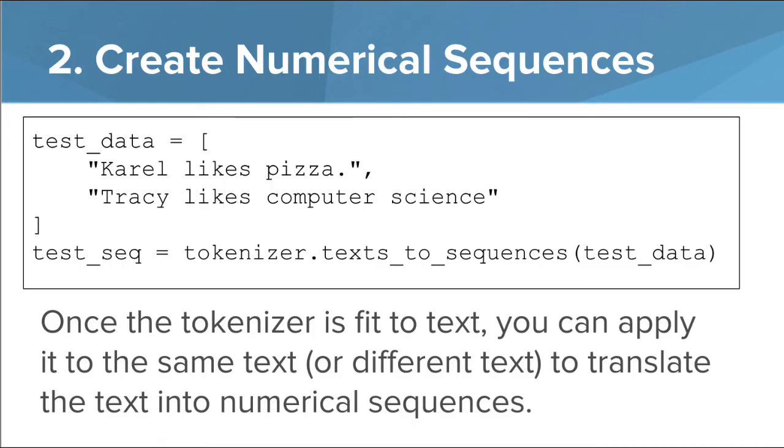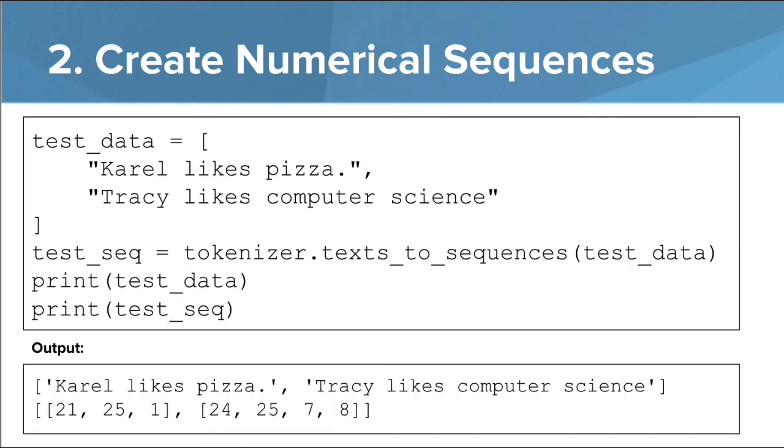Once the tokenizer is fit to the text, you're ready to move to the second step in preparing your data for use in the NLP, creating numerical sequences. The tokenizer is used to create numerical sequences from sentences or phrases. In this example, notice how the text-to-sequence command is passed a list of text values. The text-to-sequence command returns a list of numerical values for the words in each sentence. Each word in the numerical sequence corresponds to a number. For example, you see the word likes has a value of 25.